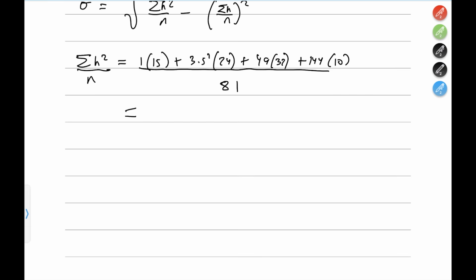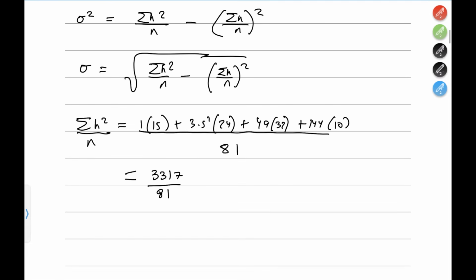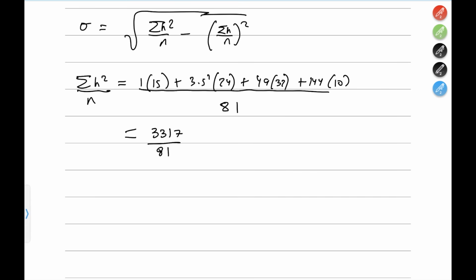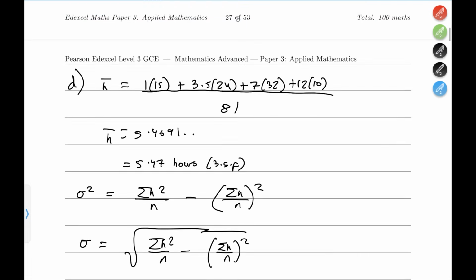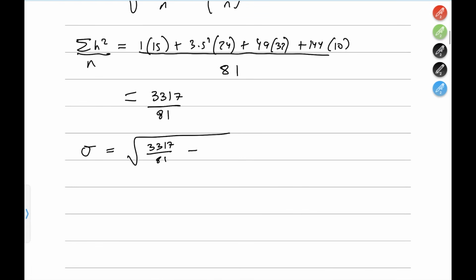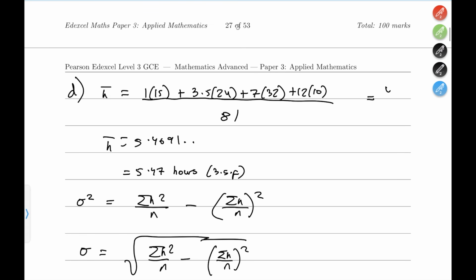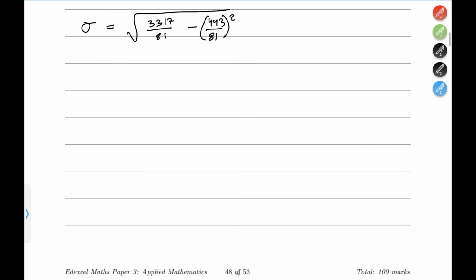So now I'm going to just adjust in my calculator, and it'll be quite easy because I've kept my calculation here, and I just have to put squares. Can I keep it as a fraction? Yes, so that gives me roughly 3317 over 81. Okay, that is going to be my sum of h squared over n. So that means that my standard deviation is going to be the square root of 3317 over 81 minus 443 over 81 whole squared, because the mean is equal to 443 over 81.